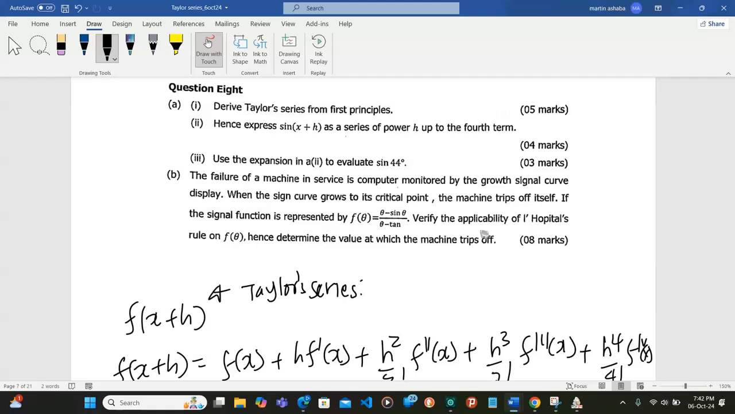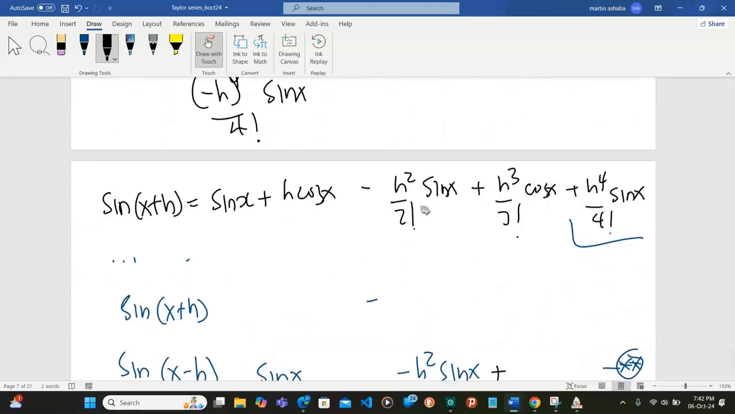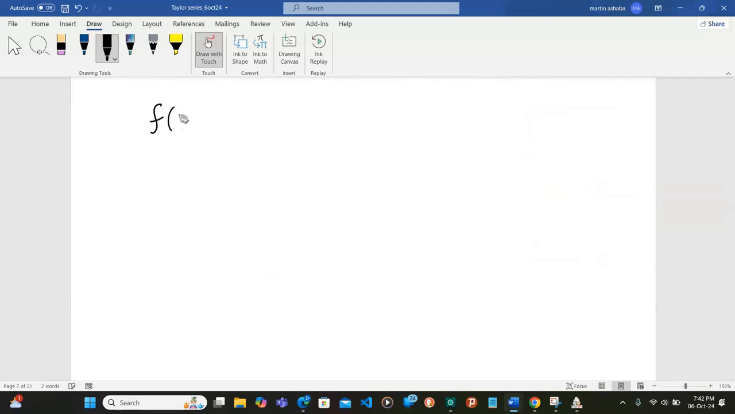trips off. So here we are going to use L'Hospital's rule to find the limit of this function as theta tends to 0. Because as theta tends to 0, that's where we have the critical point where the machine is going to trip. So we need to find the condition for this machine to trip. That will be the value of f of theta as theta tends to 0. So we have f of theta, which is equal to theta minus sine theta divided by theta minus tan theta.